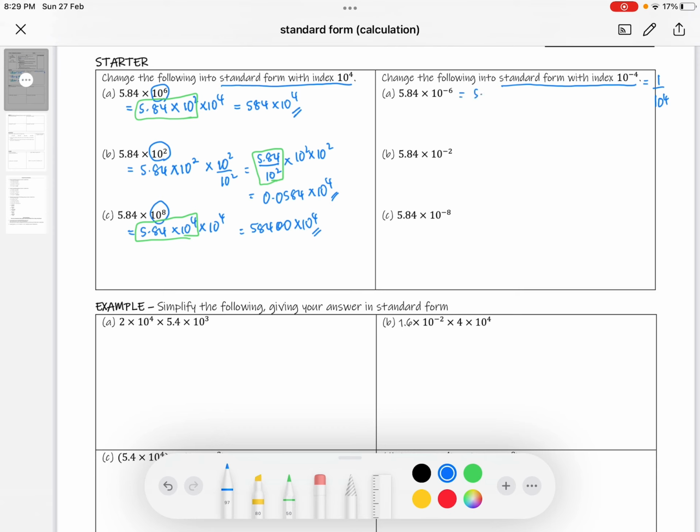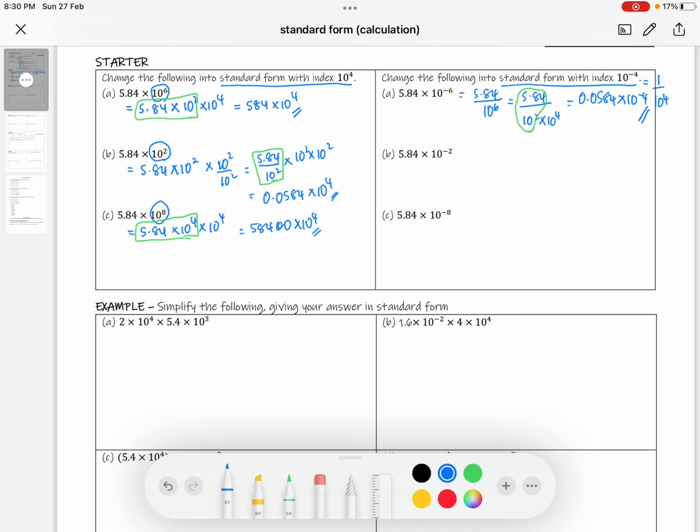So for the first one, rewriting it that way, this is in the S2S as well. What I can do is break down 10 to the power 6 into 10 squared, 10 to the power 2 times 10 to the power 4. Simplify that part, and I would get 0.0584 times 10 to the power 4.